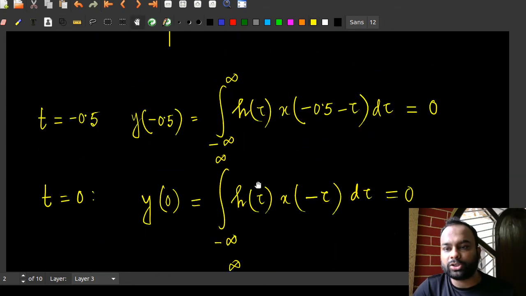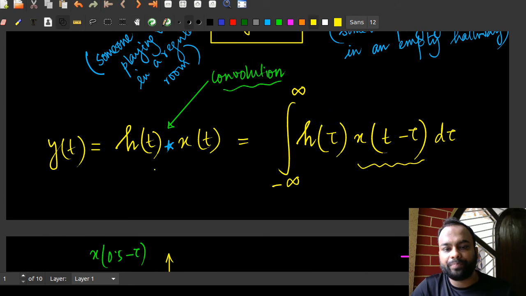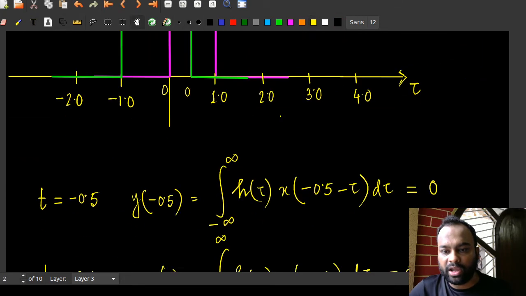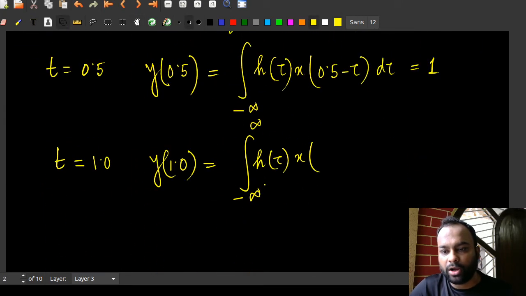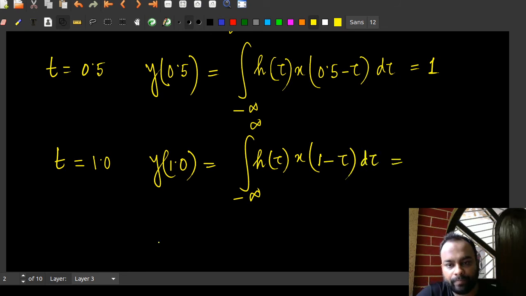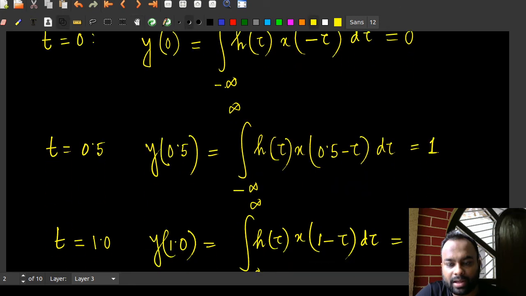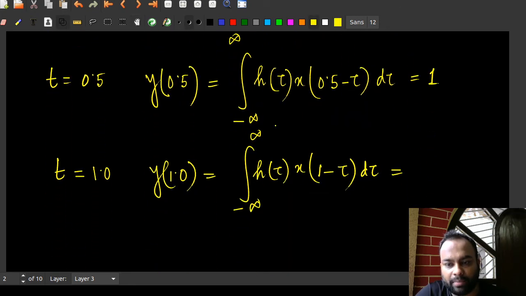So now let's go back again. This was our formula. Again, in this integration, tau is the variable, t is a constant. Now we are putting t equal to 1, so we are calculating the output of the system when t is equal to 1. If I put t equal to 1, I have this integral of h(tau) x(1 minus tau) d tau. We are calculating this area.